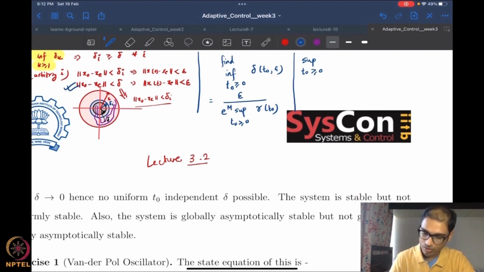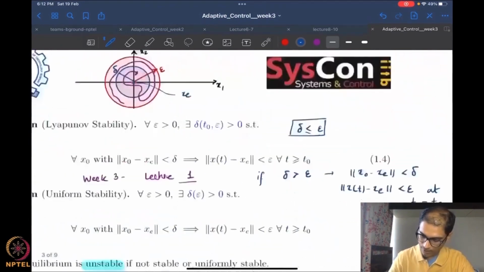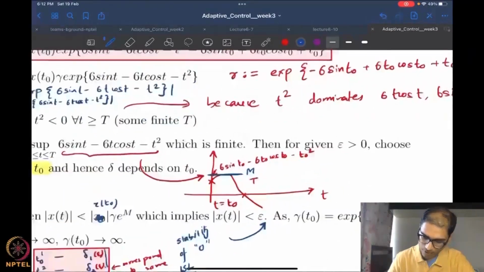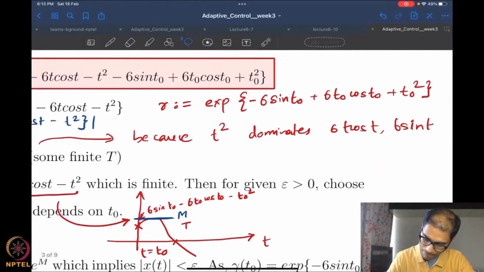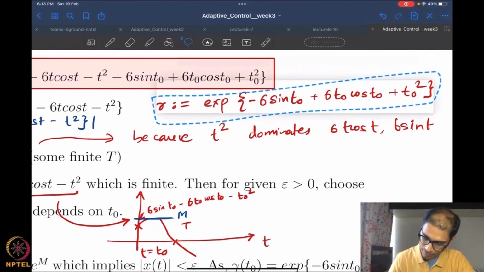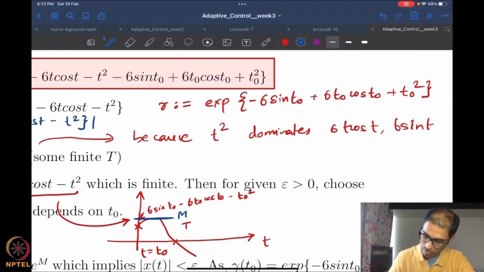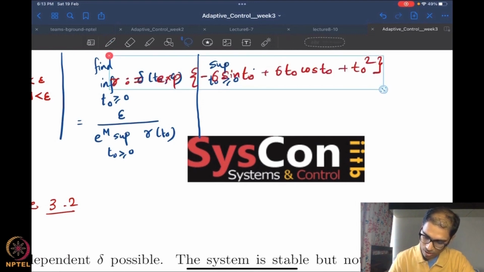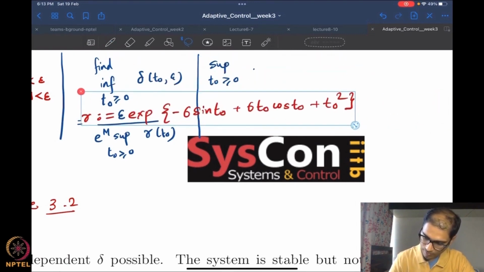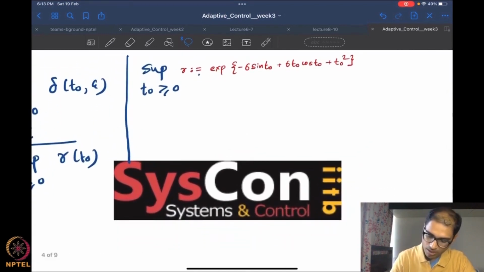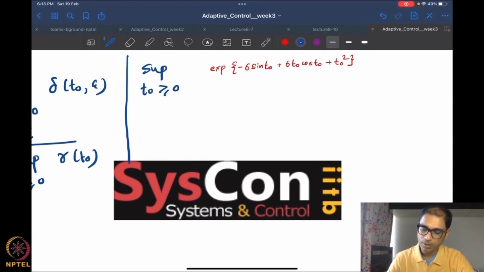Okay, so let's look at the expression. Right? So it is, I believe, let's see, I'm going to copy it. Let's see if I can copy it. Right, so I make it smaller. Right, so this is what I'm taking the sup over. Okay, so I need to find the supremum of this quantity.